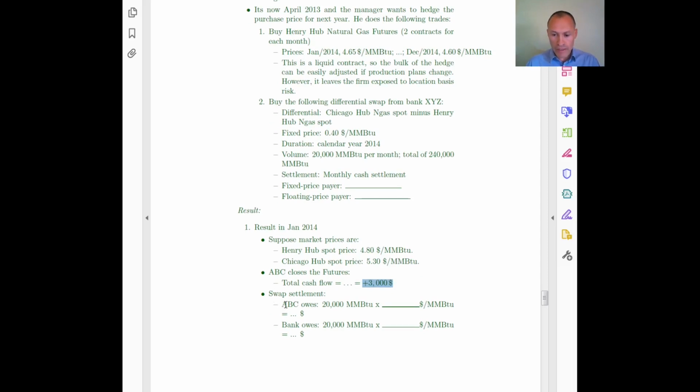The swap: how much do I owe? I was the fixed payer, so I'm going to owe the 0.4 times the quantity. And the bank is going to owe me the same quantity times the differential right now. How much is the differential? It's the difference between the current Chicago Hub price minus the current Henry Hub price, because the differential swap is Chicago Hub minus Henry Hub. I compute this difference today, and that's how much the bank has to pay.